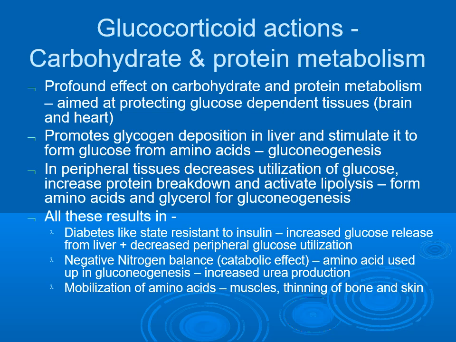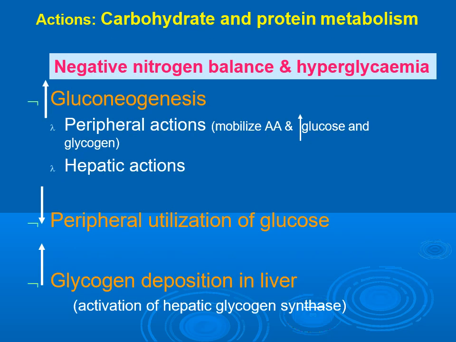In peripheral tissues, they decrease utilization of glucose, increase protein breakdown and activate lipolysis to form amino acids and glycerol for gluconeogenesis. All these effects result in a diabetes-like state, with resistance to insulin, that is, increased glucose release from the liver plus decreased peripheral glucose utilization. It leads to negative nitrogen balance, that is, a catabolic effect, and mobilization of amino acids. In this slide, you can see the actions of glucocorticoids on carbohydrate and protein metabolism in a nutshell.